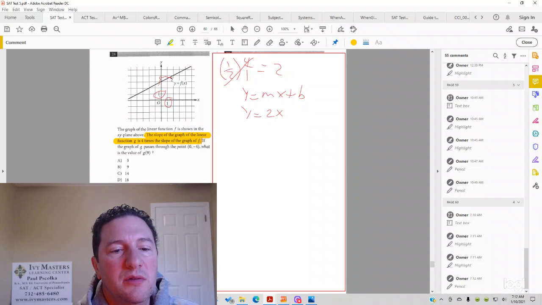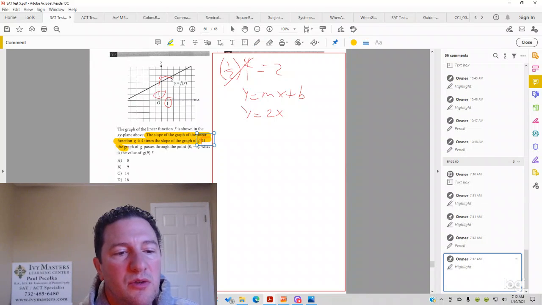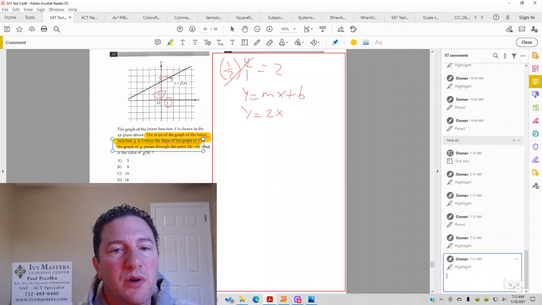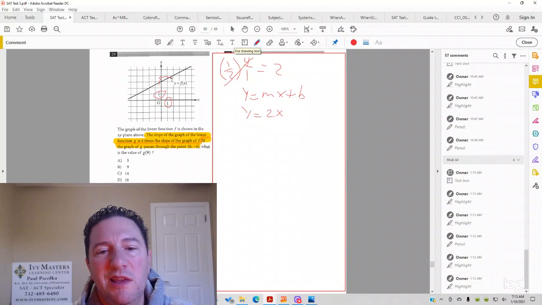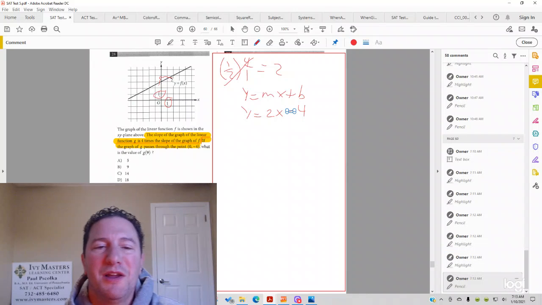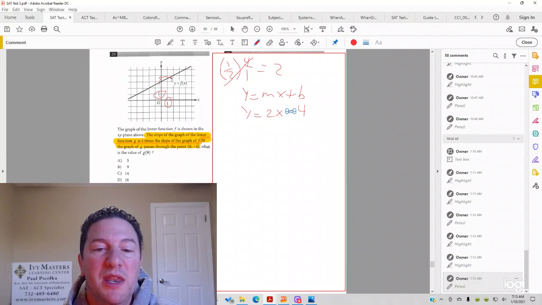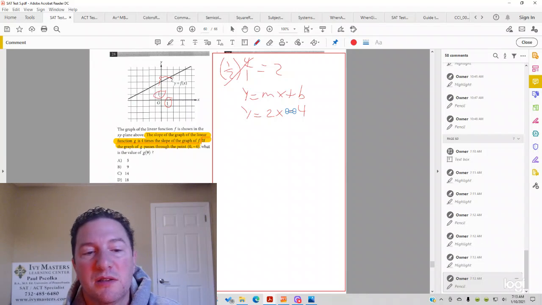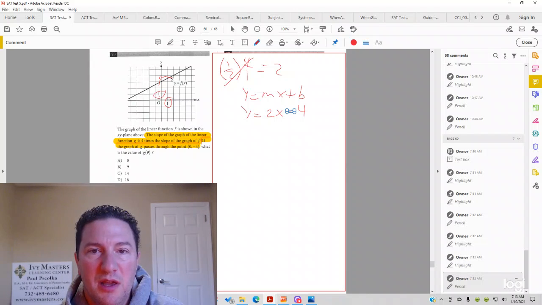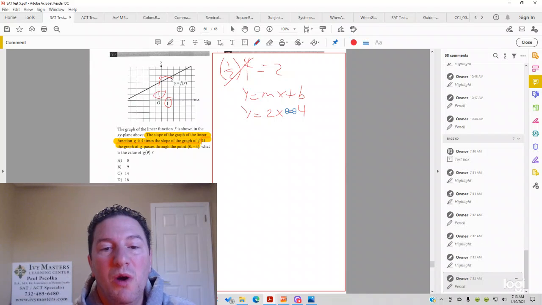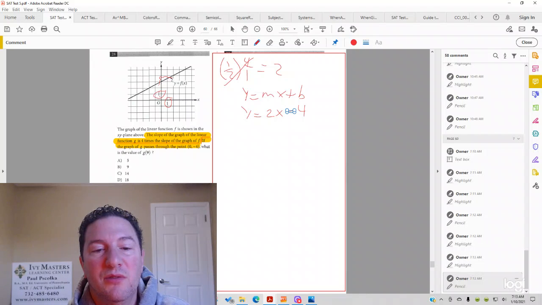If we read on, we see if the graph of g passes through the point (0, -4), bingo, the y-intercept is -4. What a lot of times students will do is they'll take their y = mx + b and plug 0 and -4 in, 0 in for the x, -4 in for the y, and then solve for the b. But if you remember that (0, -4), whenever you're at the y-intercept, your x is 0, they give you the y-intercept right off the bat. So the y-intercept of our line is -4.